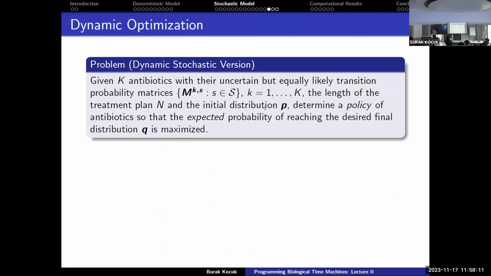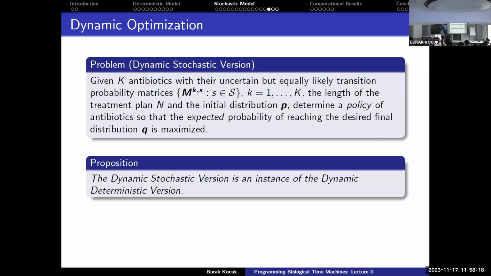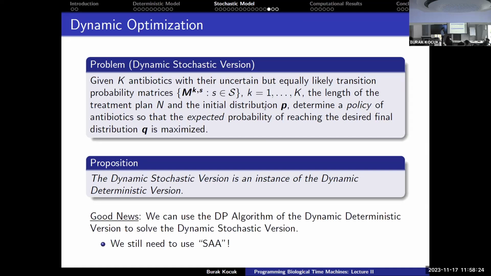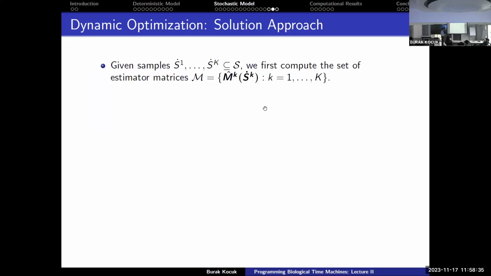How about the dynamic? So this was all for the static. So we can play the same game for the dynamic too. So a similar proposition, you can still do things. You can still do the DP with the average matrices to solve the dynamic. So there is one more catch. I think that's the last part.